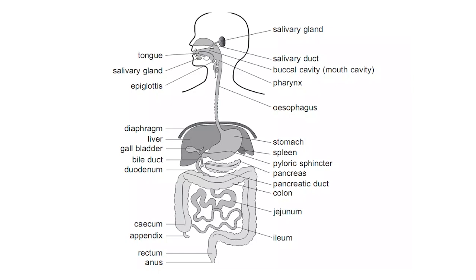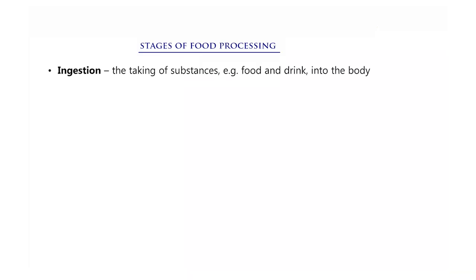We'll now look at the stages of food processing. There are 5 different stages of food processing. The first one is ingestion. Ingestion is the taking in of substances such as food and drinks into the body through the mouth. Digestion, like we've said, is the breaking down of large insoluble food molecules into smaller soluble food molecules.